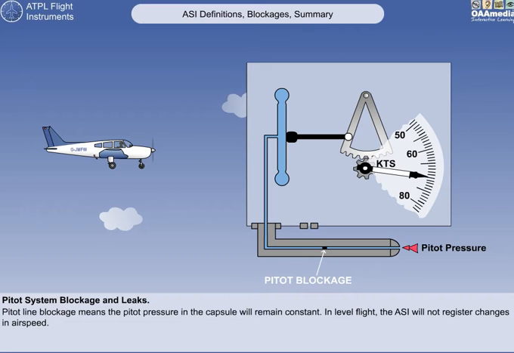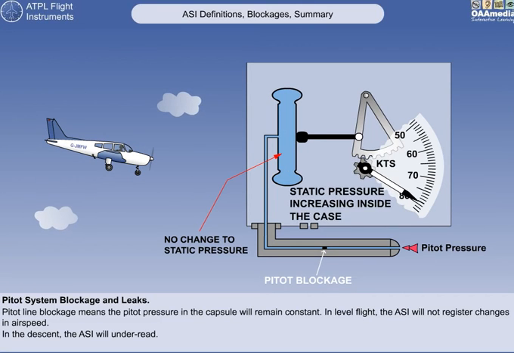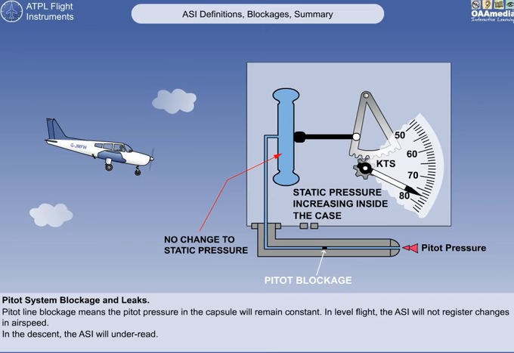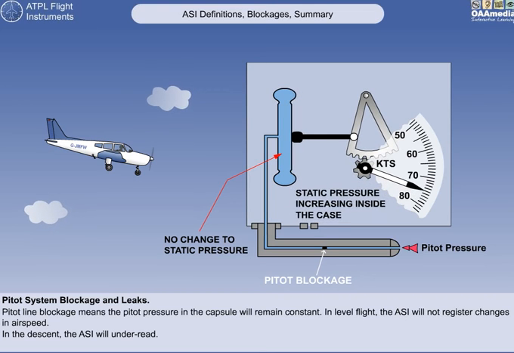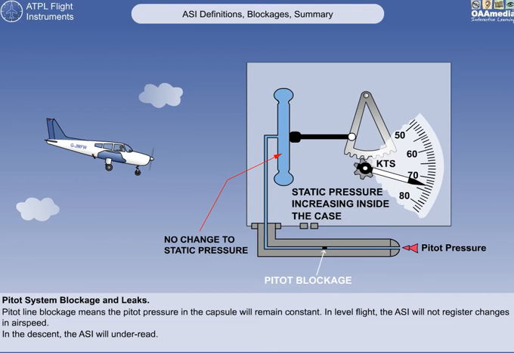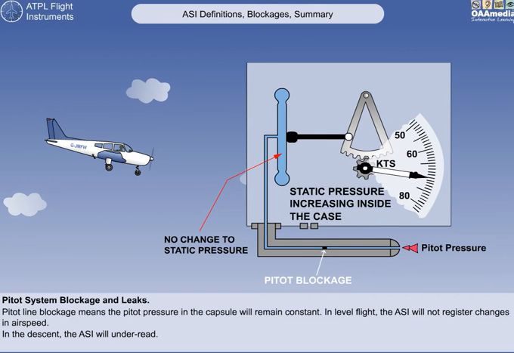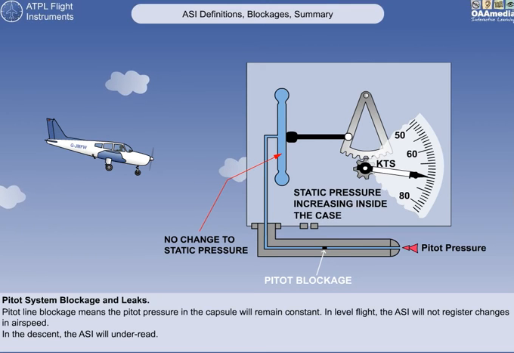A Pitot system blockage will mean that the pressure in the metal capsule will remain constant. Even if the altitude remains the same, the ASI will not register any changes in airspeed. In the descent, the pressure in the instrument case will increase. The pressure in the metal capsule will remain fixed, which means that as altitude is lost, the metal capsule will compress by an excessive amount, and the ASI will underread.